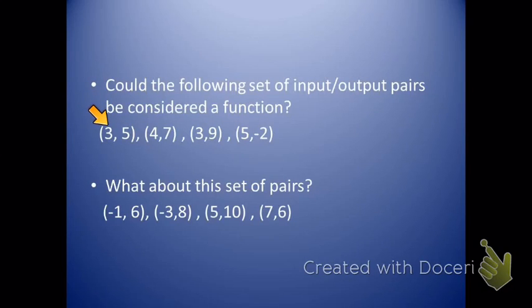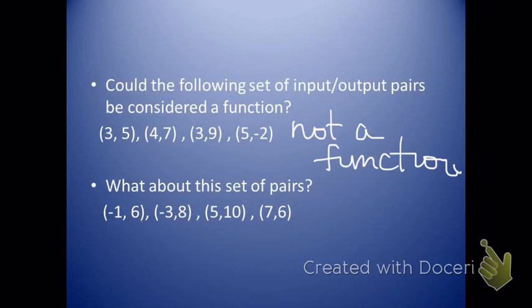So I have an input of 3 and an output of 5. And then I can see an input of 4, and then I notice an input of 3 again, with a different output this time, here's 5 and 9. So this would not be a function. This one here is not a function because it doesn't have a unique output for each input. So this right here disqualifies it from being a function.